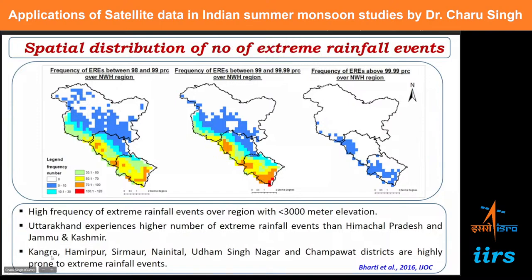And there are a few locations like Kangra, Hamirpur, Sirmaur, Nainital, Udham Singh Nagar and Champawat. These are the districts which are highly prone to extreme rainfall events. So this kind of analysis, which is done at a very high spatial resolution, helps us to find out the locations which are prone to the extremes. This kind of analysis is also useful for policymakers to plan the infrastructure and other development in this region.